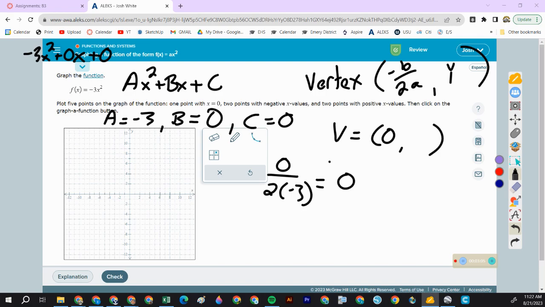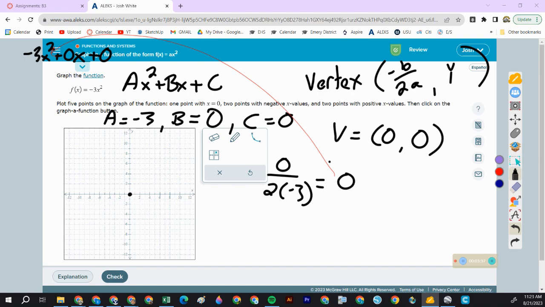How do we figure out what the y value is? Well, if we know the x, we just plug it in to find the y. So I'm going to stick this in here. Negative 3 times 0 squared is 0. So the vertex of this parabola is 0, 0. Right there. Okay?